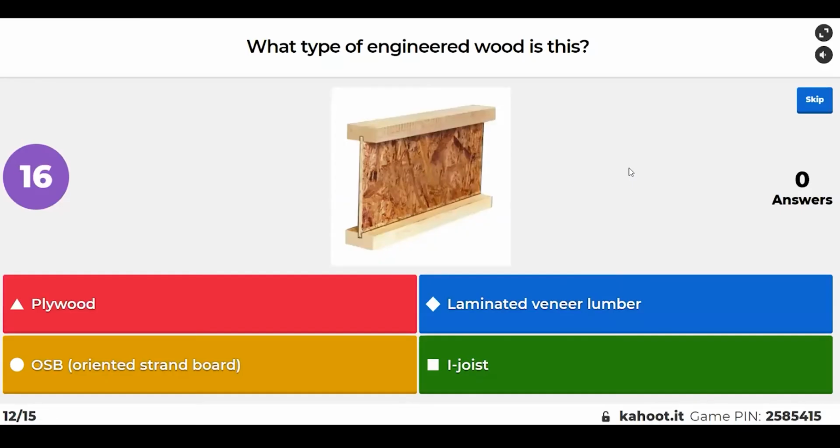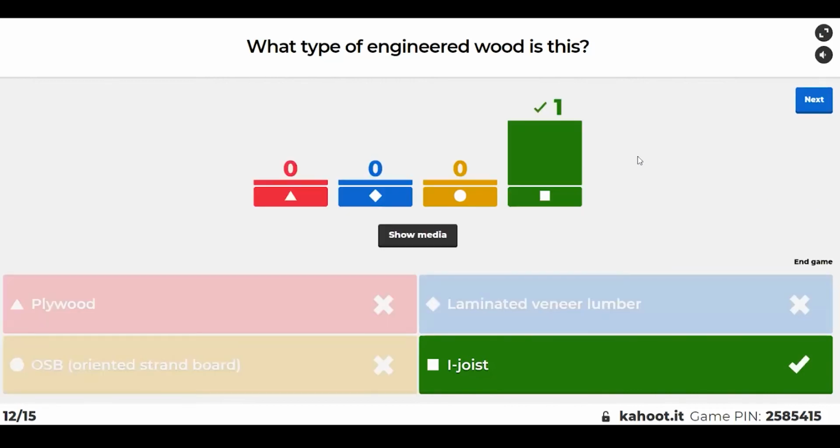Oh, I remember this one. Yes, the shape of it is a clue. Yeah, it makes sense. It makes an I shape, so it's an I joist. Yes.